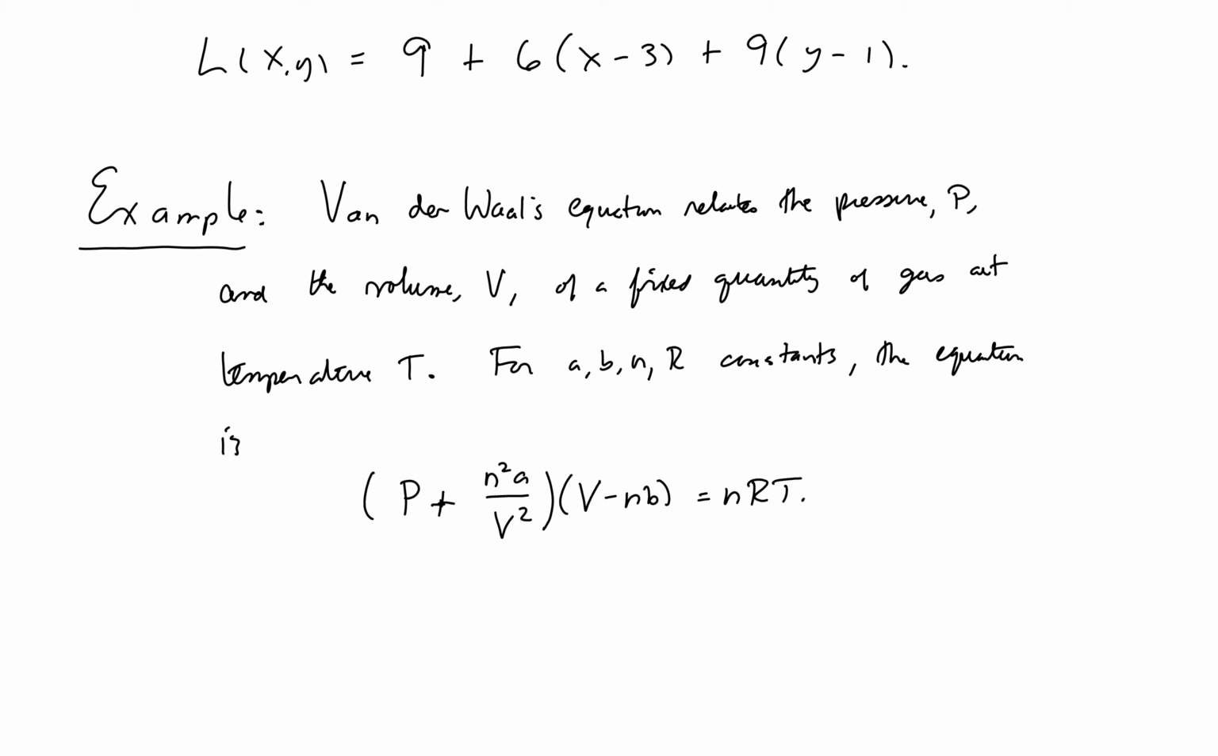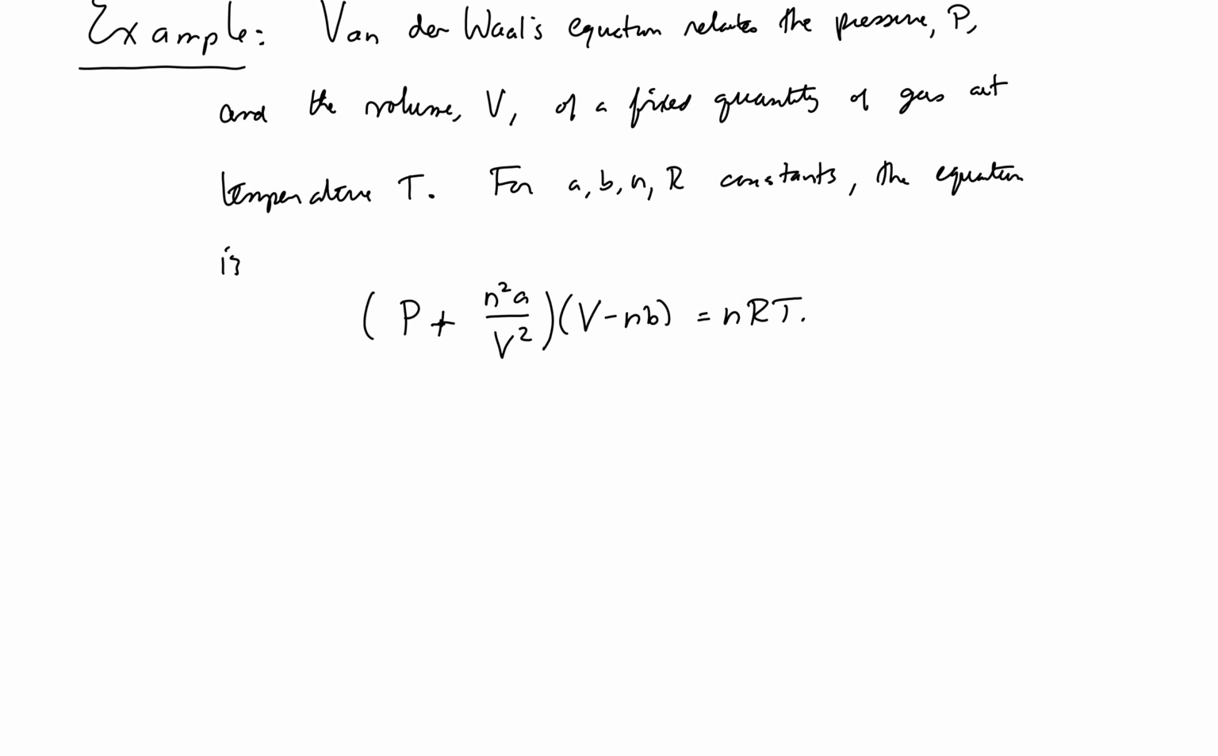Okay, so van der Waals equation relates the pressure P and the volume V of a fixed quantity of gas held at a temperature T. We're going to say a, b, n, and R are constants here, and van der Waals equation is given by this equation here. So a few things we're going to want to do with this.